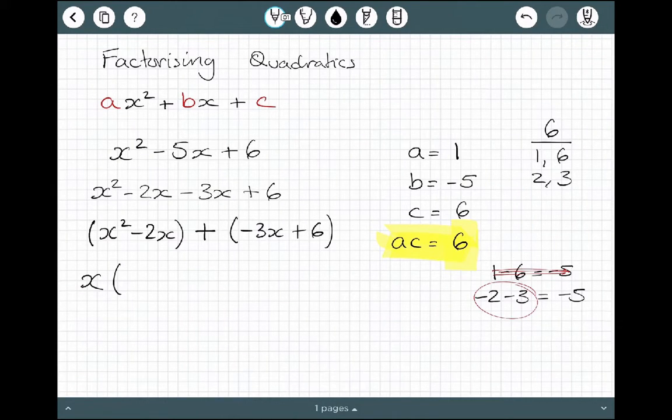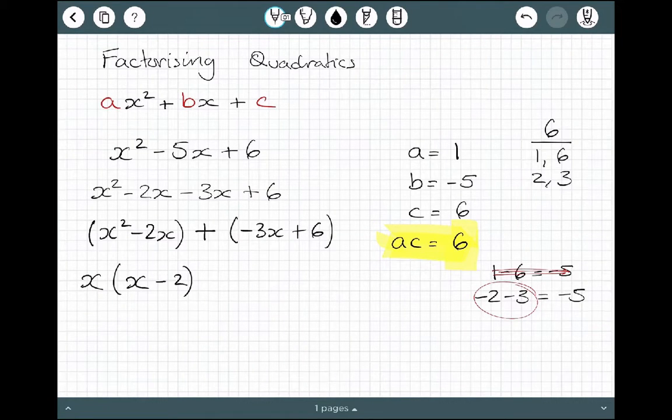X times what is x squared? Well, x times x. X times what is negative 2x? Well, that's negative 2. And that's fully factorized. Now, let's look at the second set of parentheses we have here. We now have a negative 3 here.